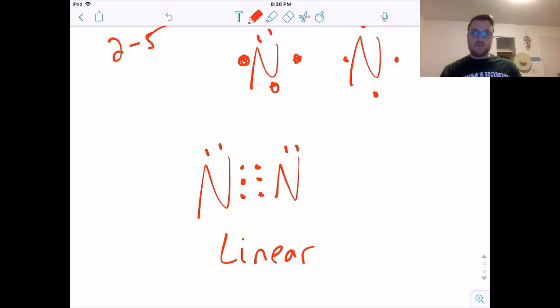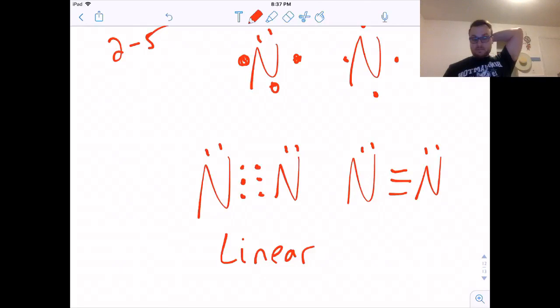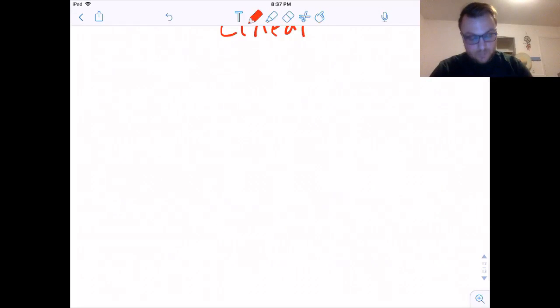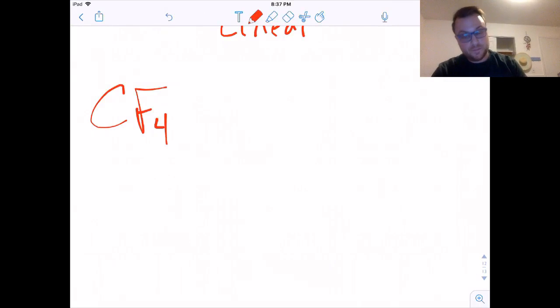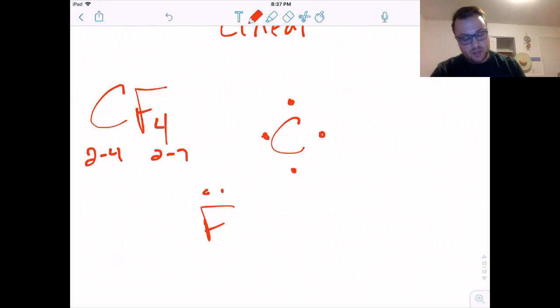All right, one more to draw. Let's do carbon tetrafluoride. Carbon's 2-4, fluorine is 2-7. So we got carbon with 4 to share, and I'm not going to draw 4 fluorines. Each fluorine has 1 to share, and there's 4 of them. Would you look at that? 4 lonely dots on carbon, 1 lonely dot each on my 4 fluorines. Let's pair them all together.